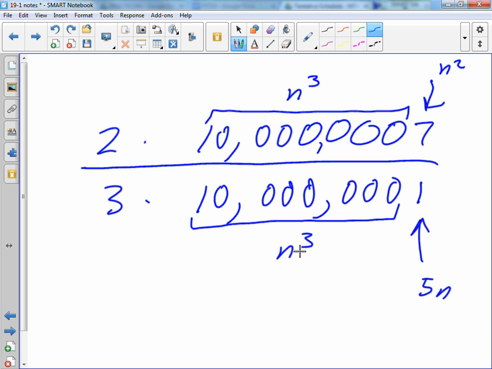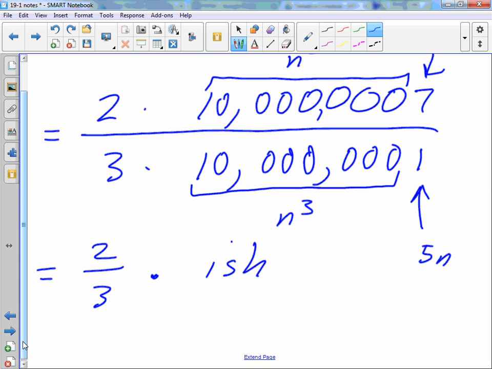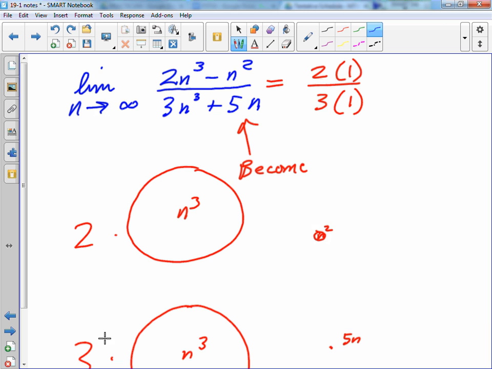It's a trippy topic. Point being, all of this becomes very close to 1 as we approach infinity. So what's left? So we say the limit is 2 over 3. The limit is 2 over 3.